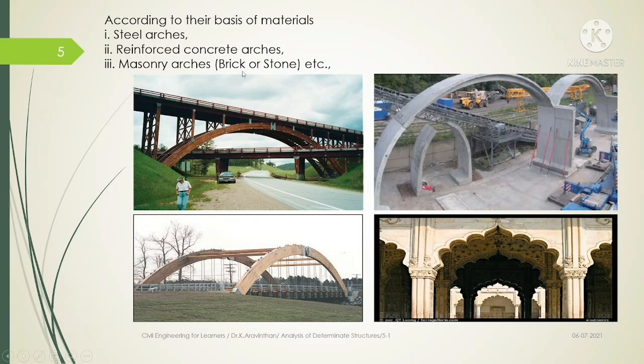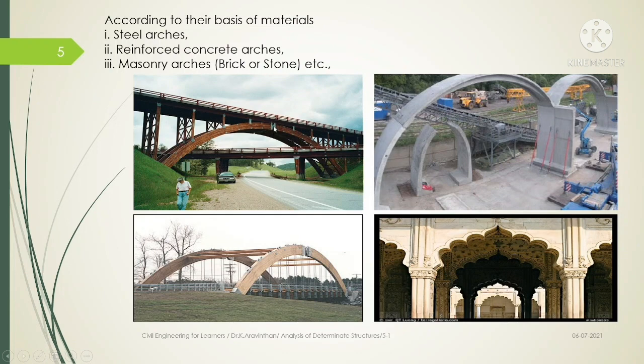And according to the basis of material, if your bridge is constructed using steel members, then it is known as the steel arch. And if it is made of reinforced concrete material, it is known as the concrete arch. Here is an example of a precast arch made of concrete material, and you can see a three hinged arch which is built here.